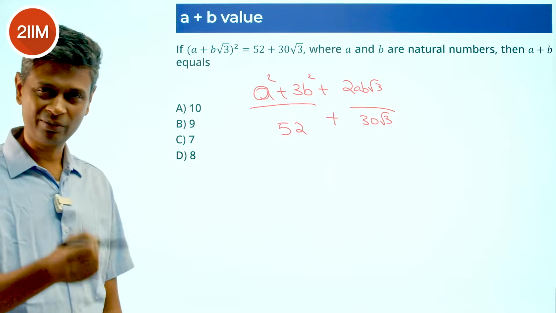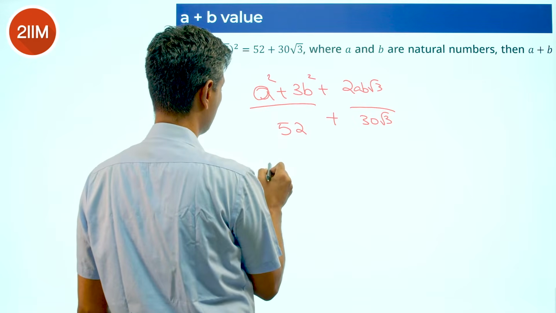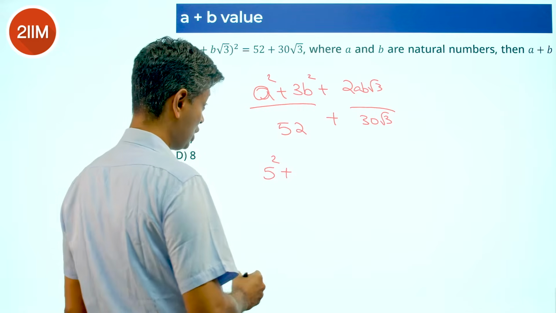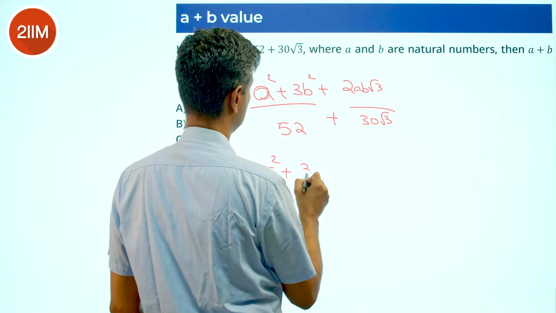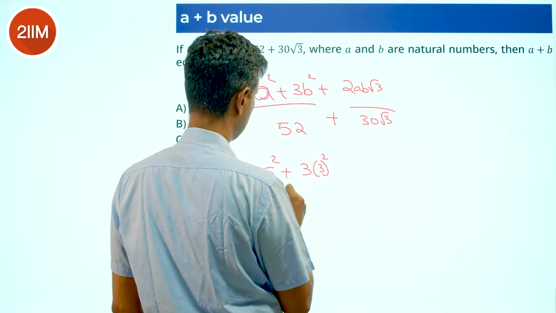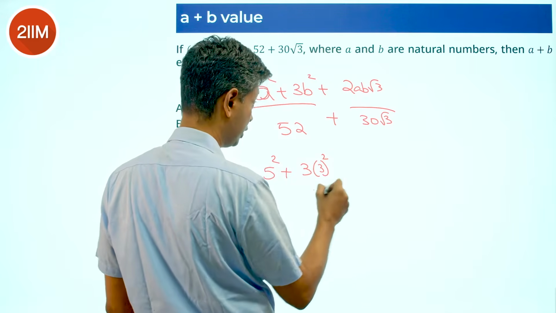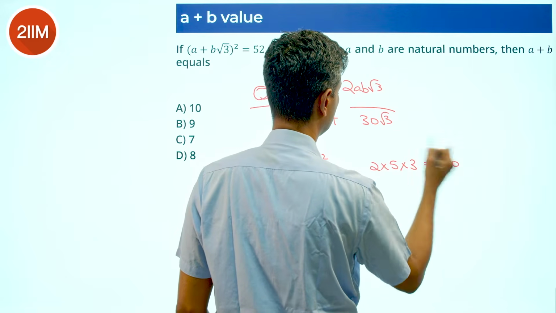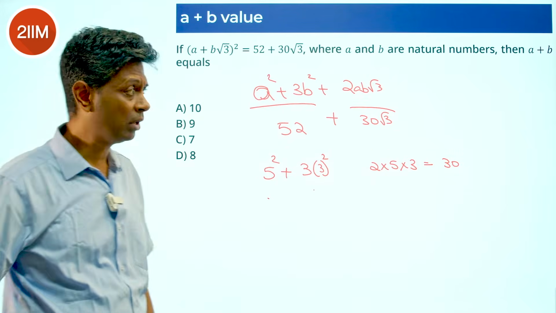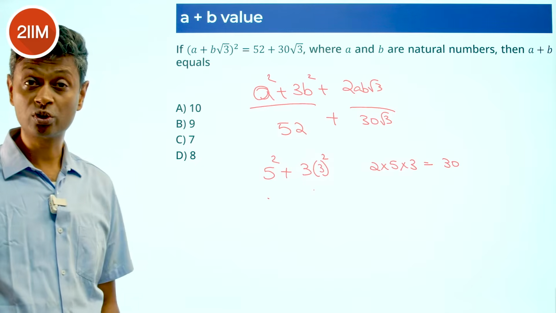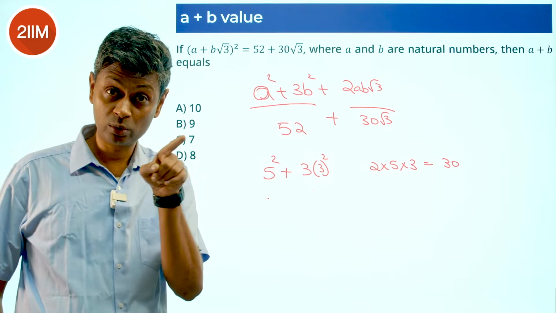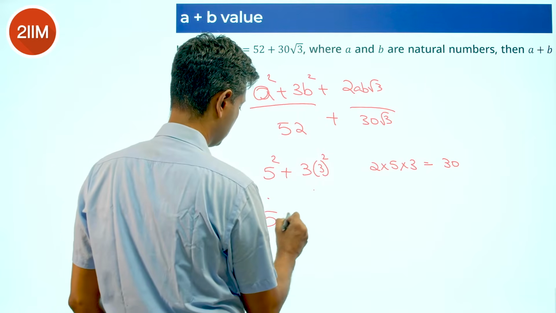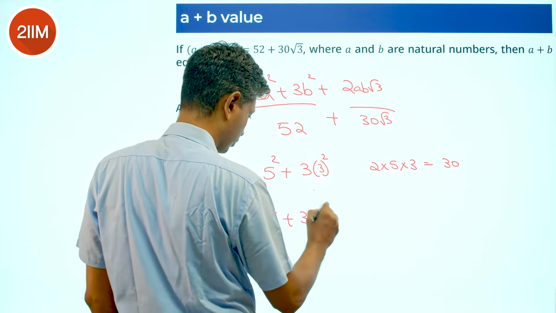It's got to be a 5 somewhere. I'm going to plug in 5, a is 5 square plus 3 into 3 square. This is 25 plus 27, 52. 2 into 5 into 3 is 30 root 3. So this is nothing but 5 plus 3 root 3 the whole square. 3 plus 5 root 3 will become a different combo.